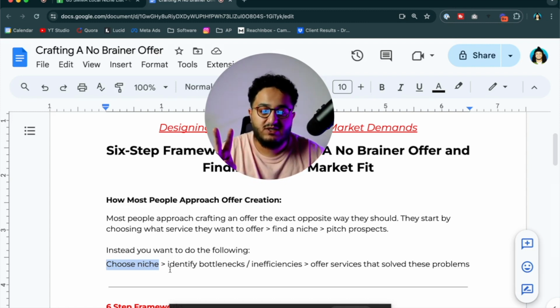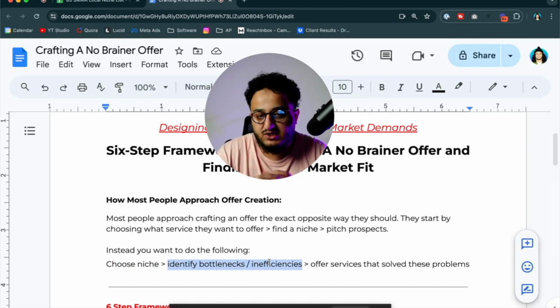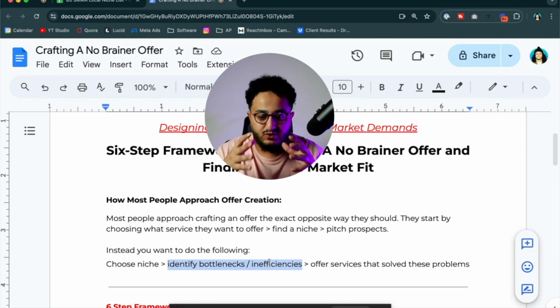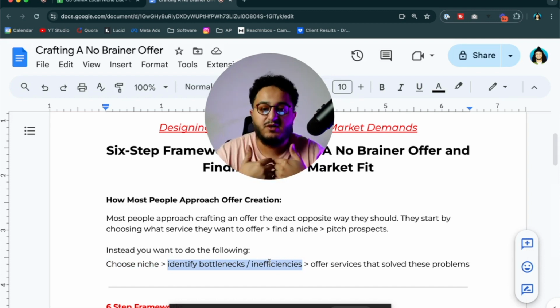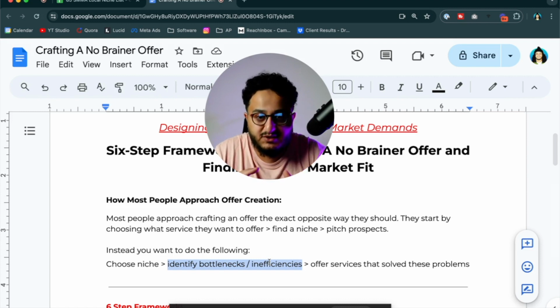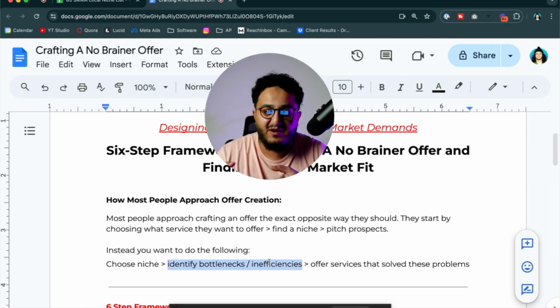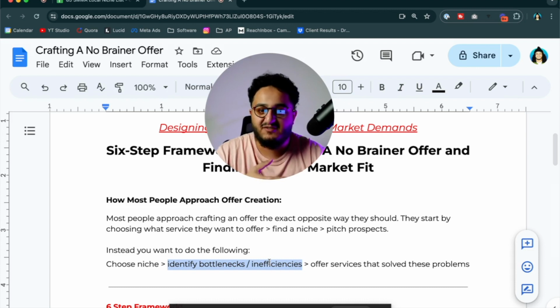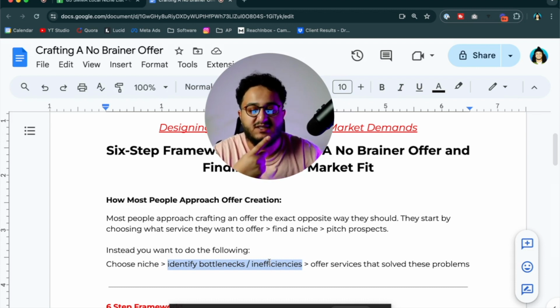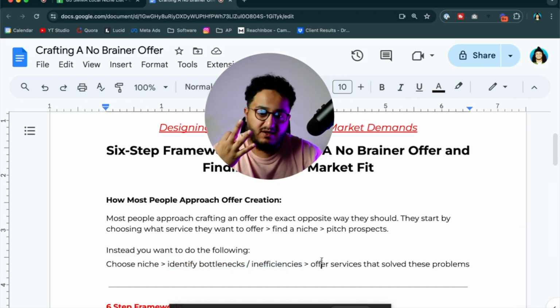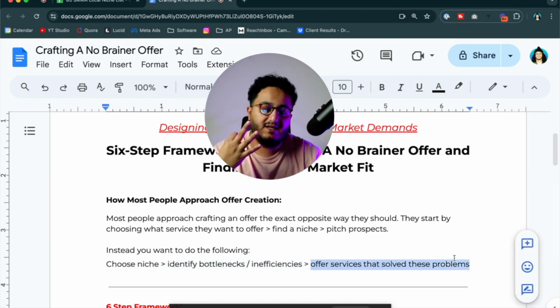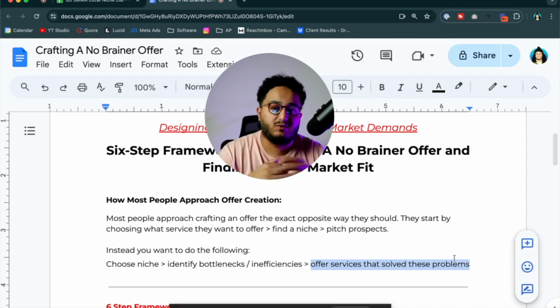Step 2 is you need to go ahead and identify the bottlenecks, the inefficiencies, the challenges, the problems that this specific niche that you just chose has. Because you need to understand, okay, these guys are hiring me to solve a problem that they're having in their business. So I need to understand exactly what that problem is so I could actually deliver the results. So choose the niche, then you need to identify the problems or inefficiencies they have in their business. And then, only then, number 3 is you want to go ahead and craft services to solve these problems.